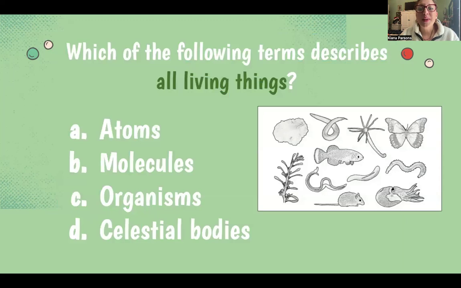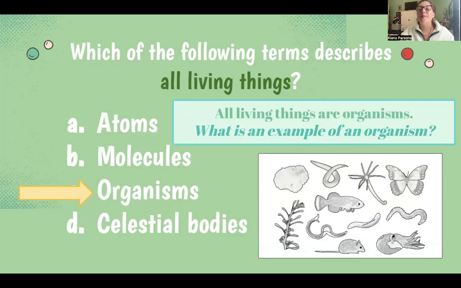All right. So, which of the following terms describes all living things? Is it A, atoms, B, molecules, C, organisms, or D, celestial bodies? I feel like Dora the Explorer. What's the answer? It's C, organisms. All living things are organisms. So, what is an example of an organism?